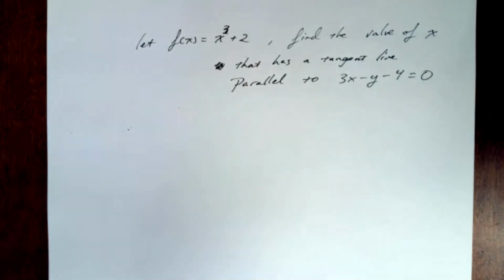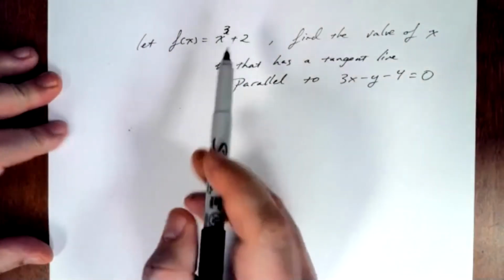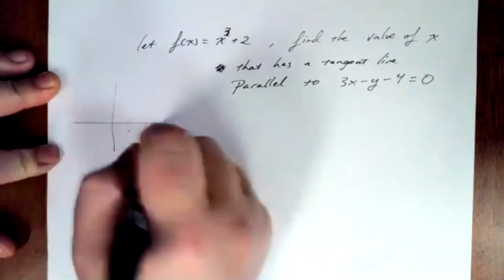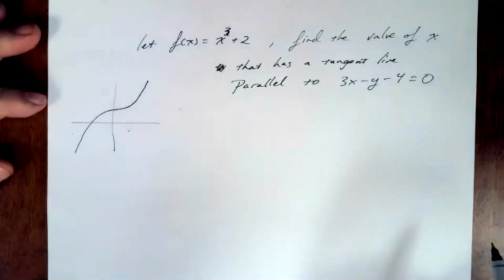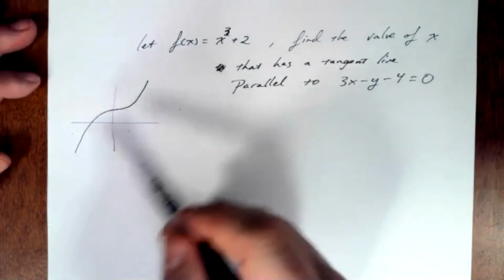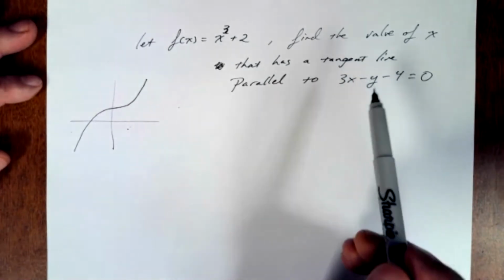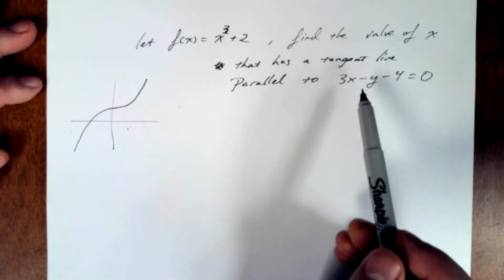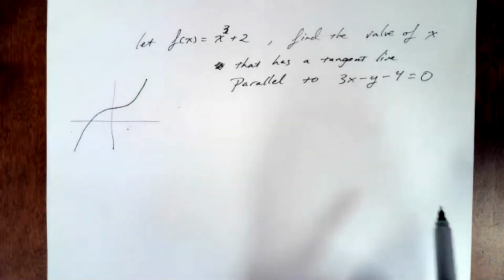So in order to do this problem, we have to understand what's being asked of us. I've got this function, a cubic function. It looks like that. And I want to find a tangent line. Well, I want to find which value of X gives me a tangent line that's parallel to this line. So the first thing we have to do is find the slope of this line, because remember, parallel lines have the same slope.